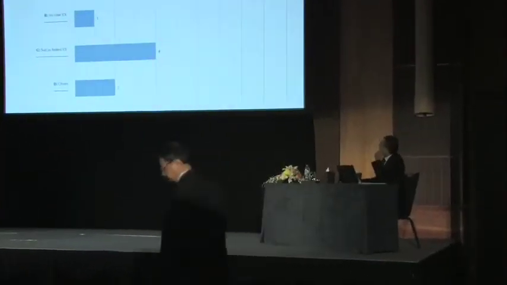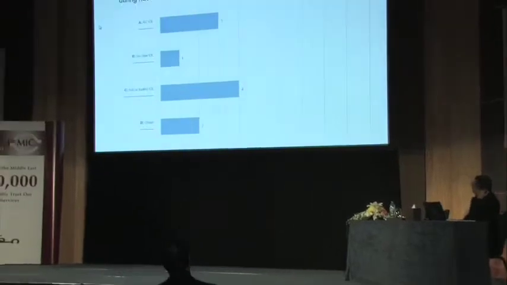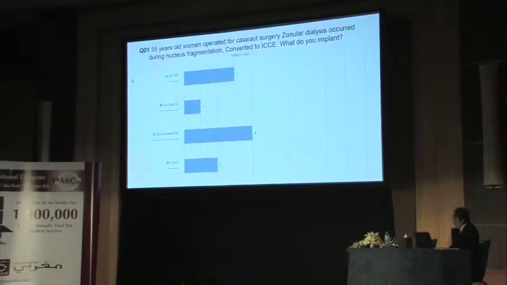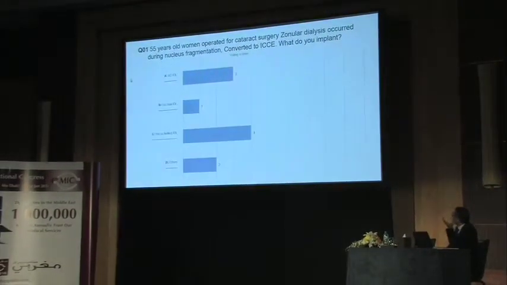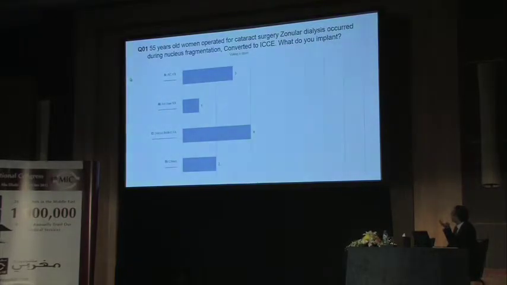So, a 55-year-old woman operated on in a cataract surgery has had a dialysis that occurred in nucleus fragmentation, and it converted into intracapsular cataract extraction. So she doesn't have capsule at all. So what would you implant? Would you implant the anterior chamber IOL? Would you implant the iris claw IOL? Would you implant the sulcus fixated IOL? Or would you do another thing? So can you vote now?